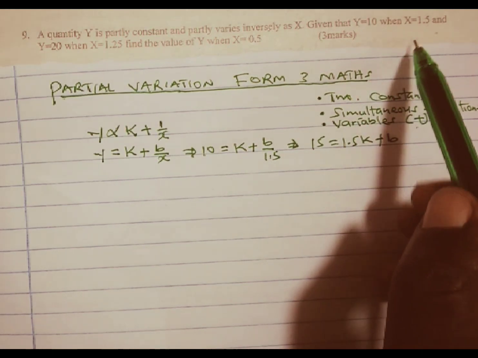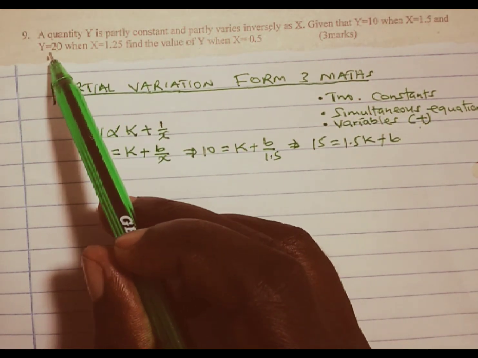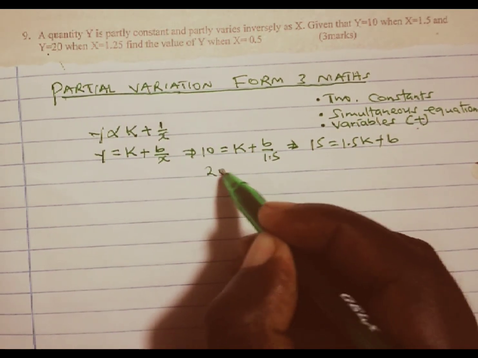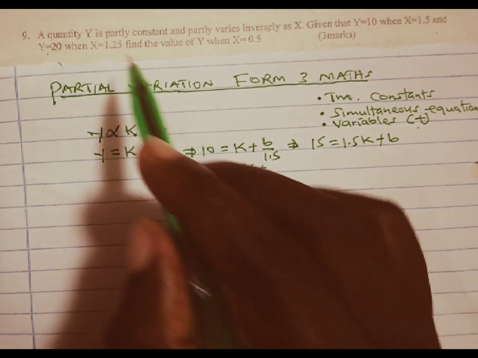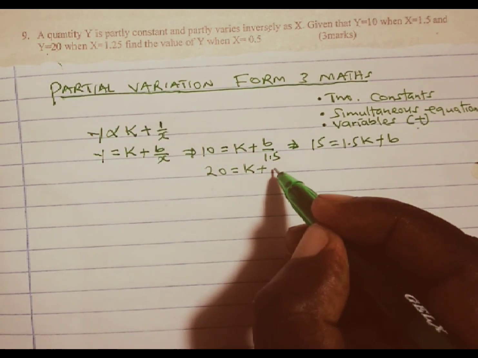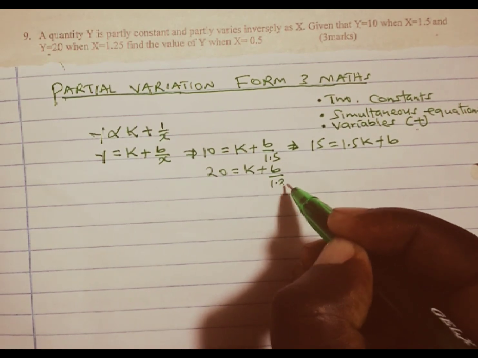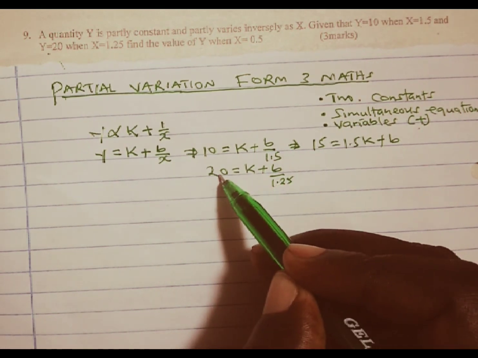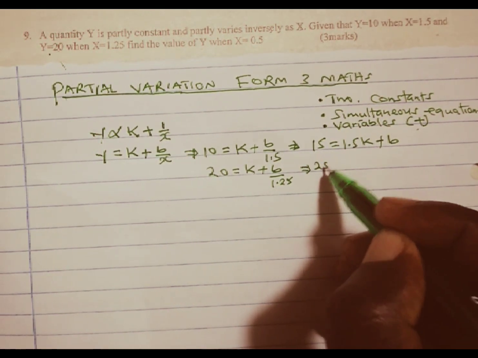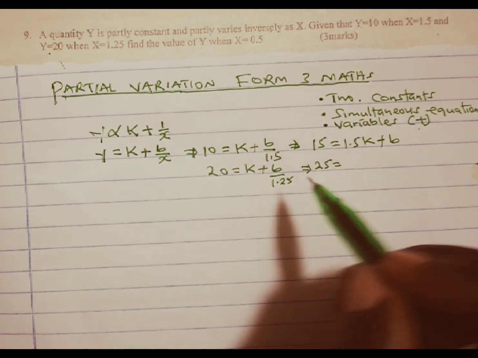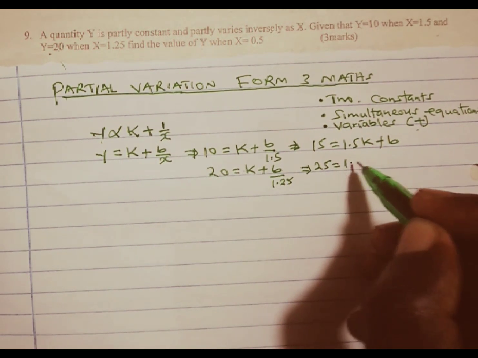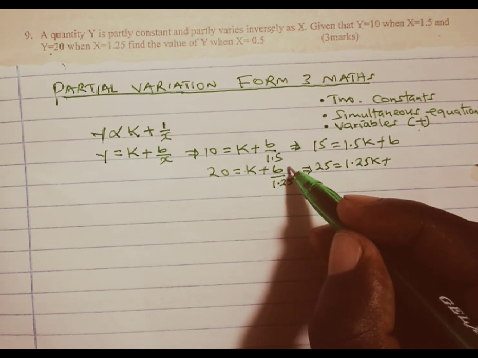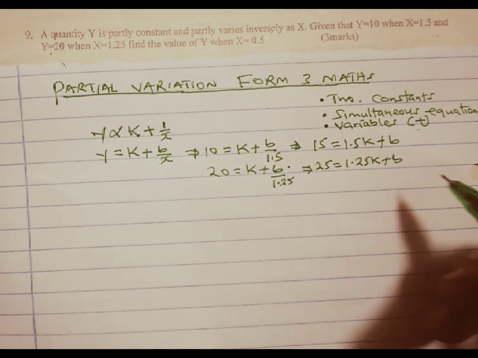We are also told that when y is equal to 20, we are going to have 20 being equal to k plus, the value of x is 1.25, b divided by 1.25. If you multiply across by 1.25, 1.25 times 20, you get 25 being equal to 1.25 times k, which is 1.25k, plus 1.25 times b over 1.25, which will cancel, and therefore we are going to be left with b.